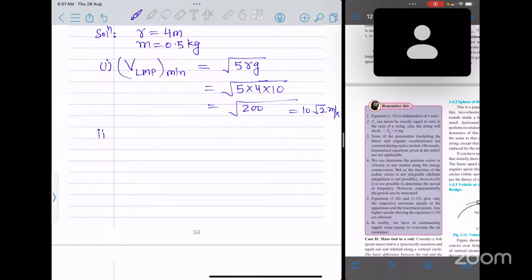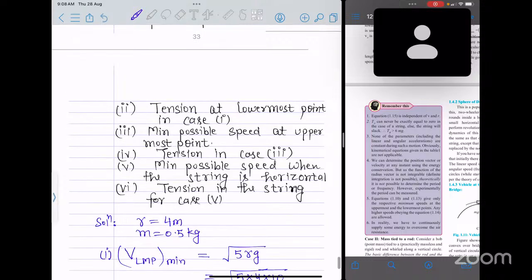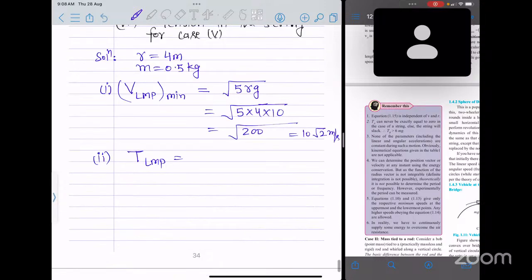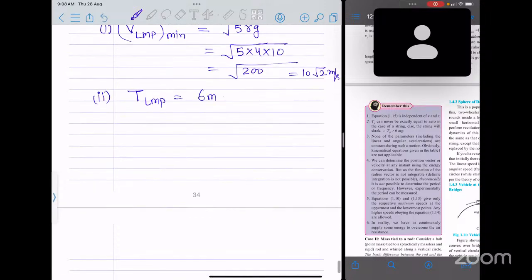And if you find out tension at lowermost point, for tension we have the formula 6 times mg. So this is 6 into m, m is 0.5, into g, g is 10. So this will become 6 into 5, that is 30. What is the SI unit of tension? Newton.